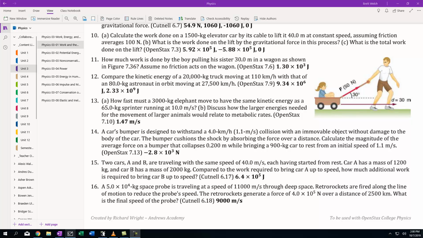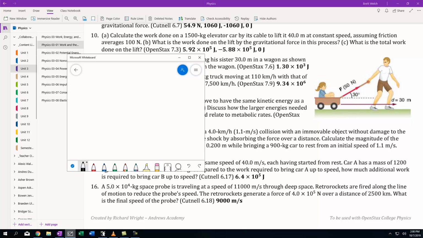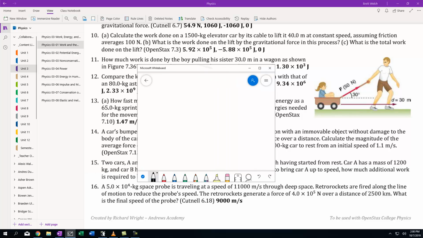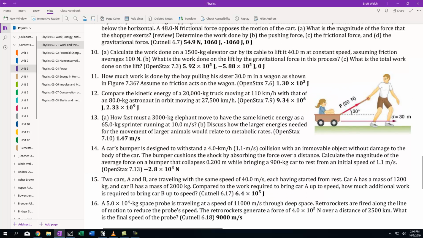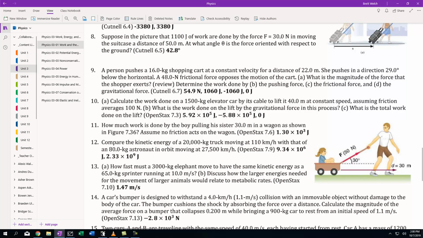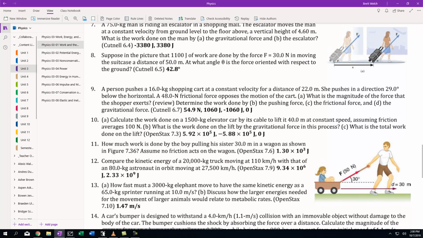Okay, so this is some help for 3.1. We're going to go through and do a couple of different questions, starting with question number 8. I think is where I was going to start.